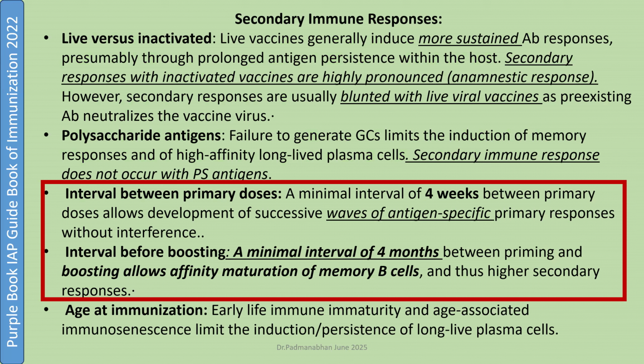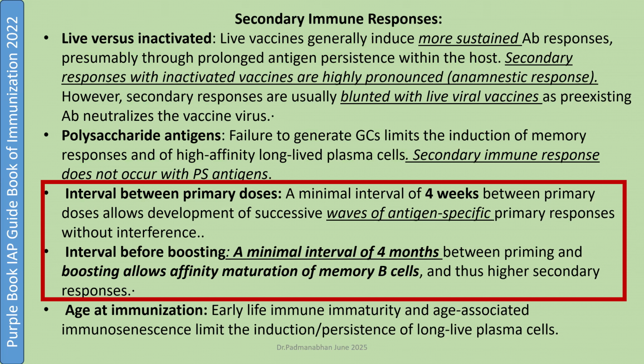In primary doses, a minimum interval of 4 weeks between primary doses allows the development of successive waves of antigen-specific primary response without interference. Interval before boosting: a minimum interval of 4 months between primary and boosting allows affinity maturation of the memory B cell and thus higher secondary responses.